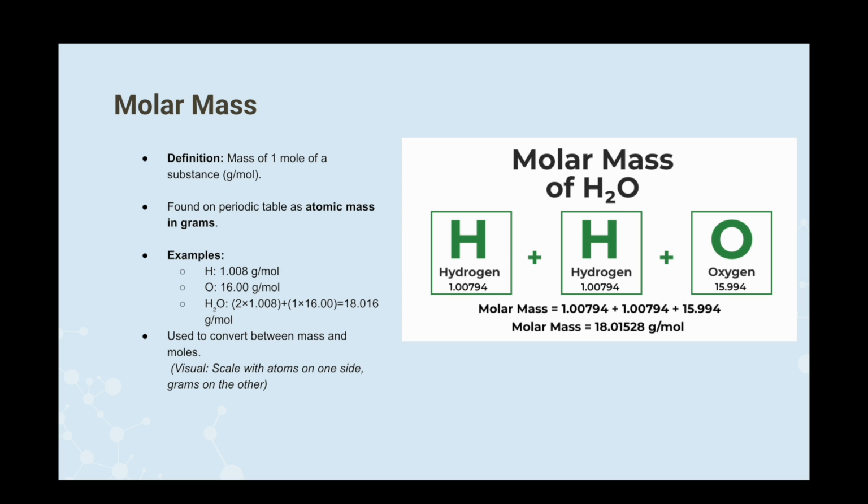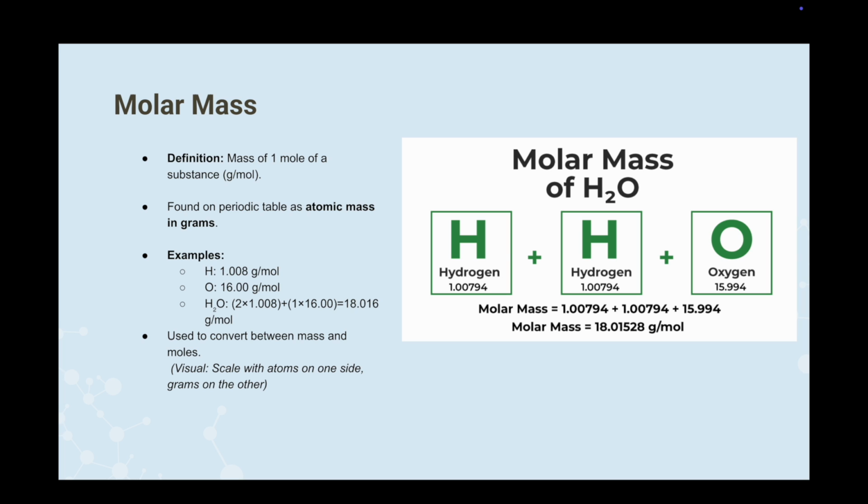Let's try this. Hydrogen shows 1.008 on the periodic table, so its molar mass is 1.008 grams per mole. Oxygen shows 16, so its molar mass is 16.00 grams per mole. Simple, right? But what about other compounds?